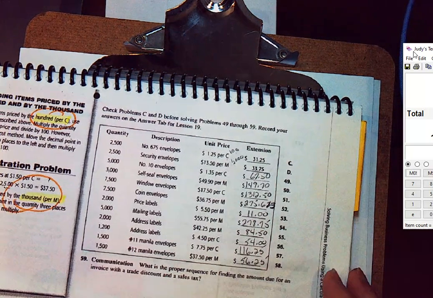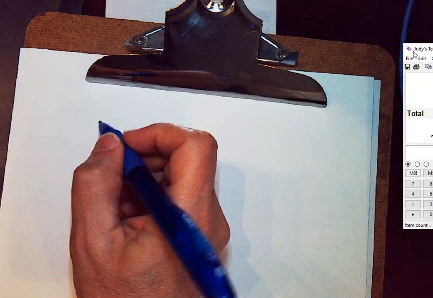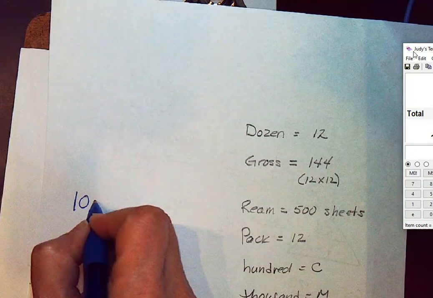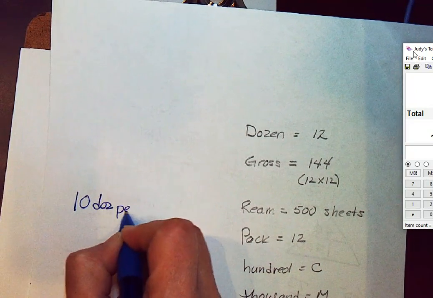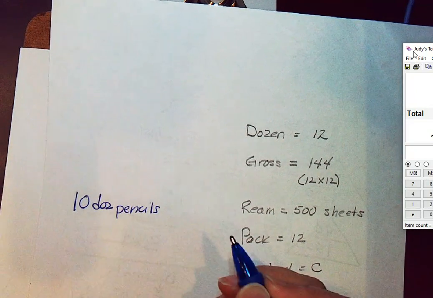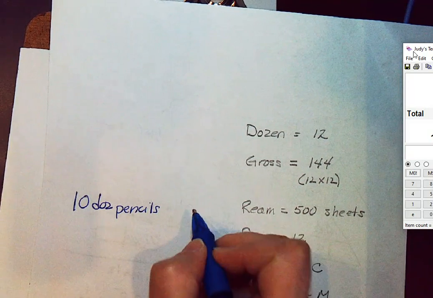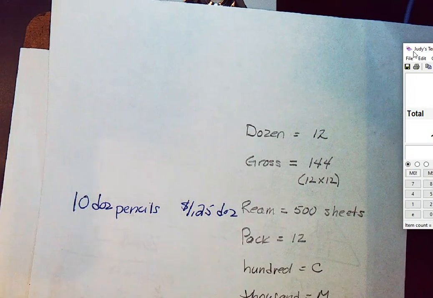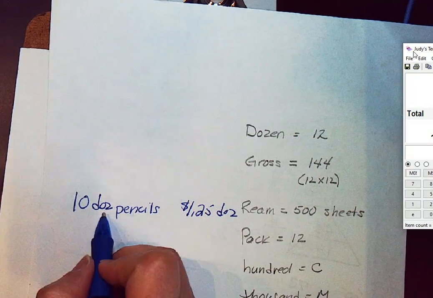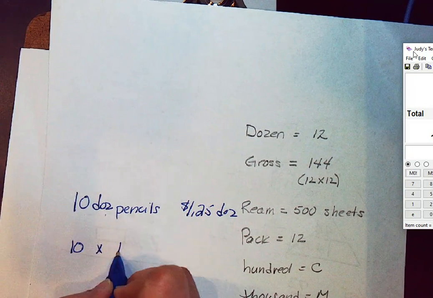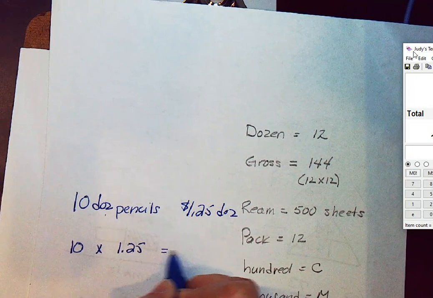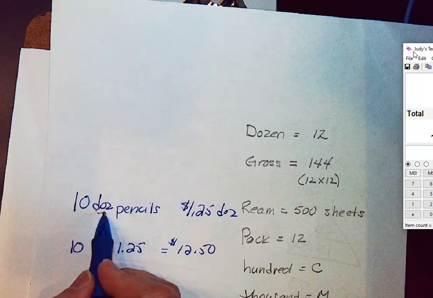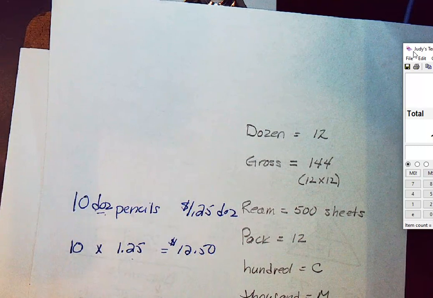But if I were buying 10 dozen pencils, and if the price were $1.25 per dozen, then you would not divide. I am buying a dozen. So 10 times $1.25, because I'm buying a dozen and the price is per dozen, you do not do the division.